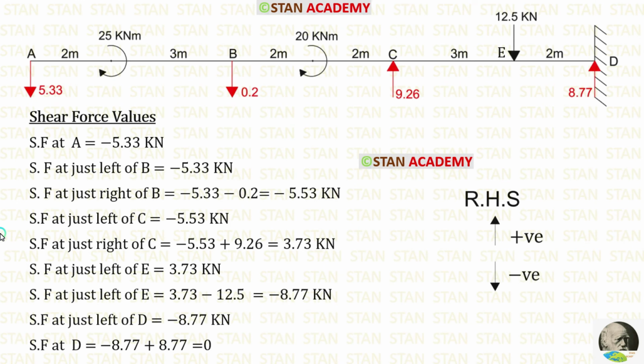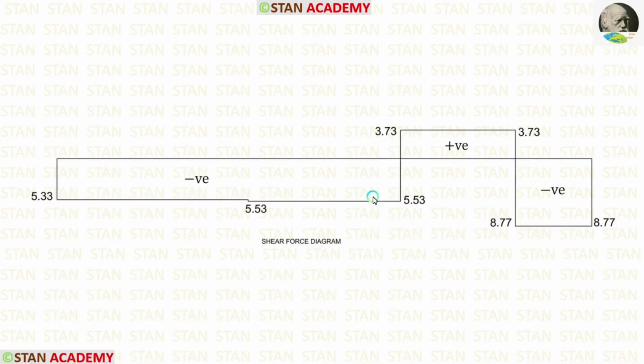Now, we are going to draw the shear force diagram. Before drawing the diagram, let us calculate the shear force values. I am going to calculate the shear force values from the point A and towards the point D. In this case, I am moving towards right hand side. Upwards will be positive and downwards will be negative. You can see the shear force calculations using the values. We can make the shear force diagram.